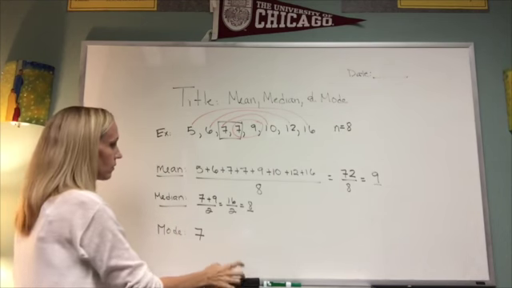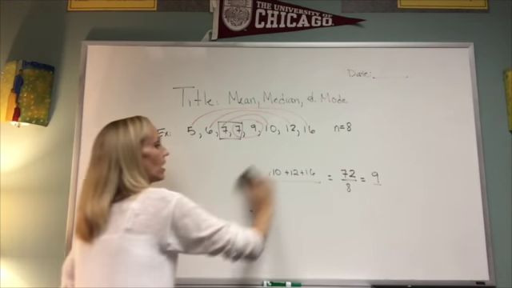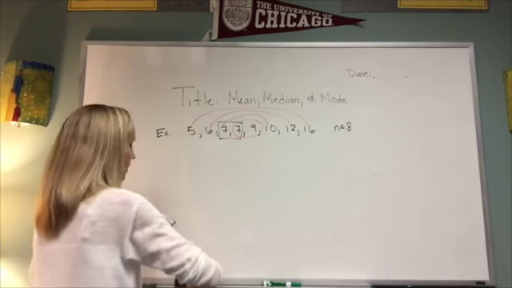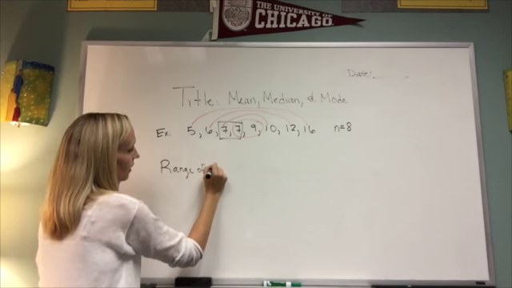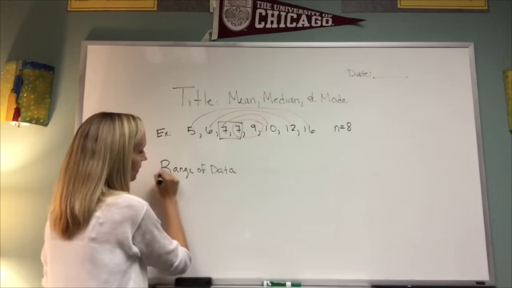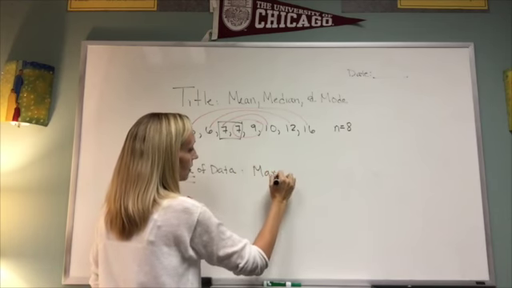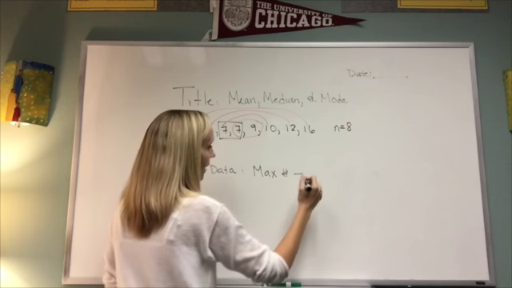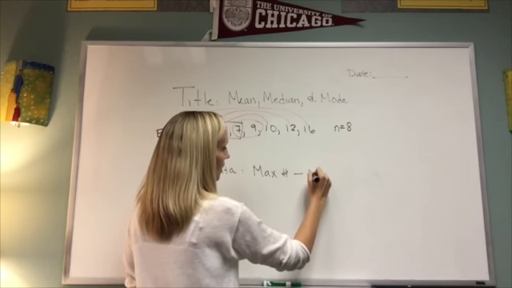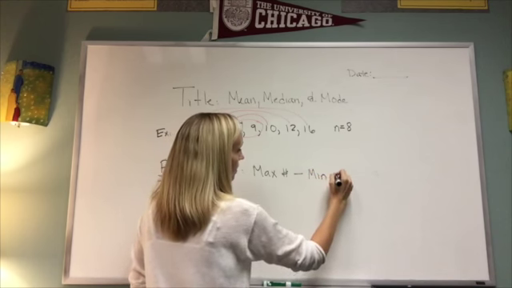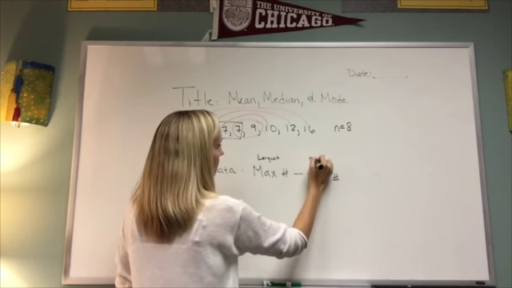Sometimes it's helpful, though, not just to look at the mean, median, and mode, but to look at what we call the range. So the range of our data. Well, the range is where you find your maximum number and you subtract the minimum number, so your smallest. So largest, smallest.